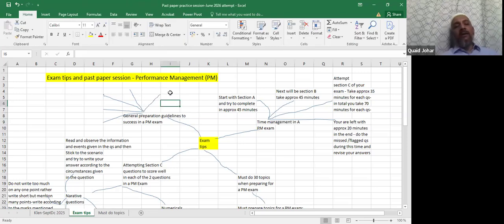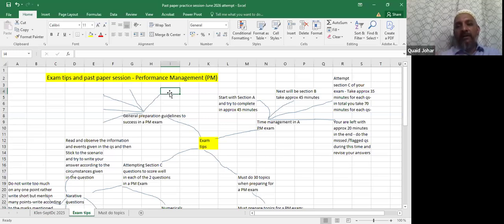Okay, now let's discuss some general guidance. The first general guideline is try to mark the syllabus. ACCA has displayed the syllabus on its website and they have mentioned the detailed syllabus which they expect you to cover, right? So take a pen and just keep marking the areas you have covered in the syllabus.